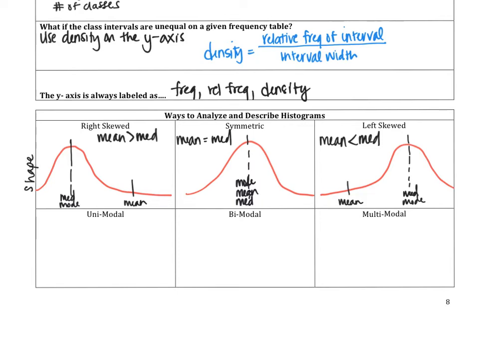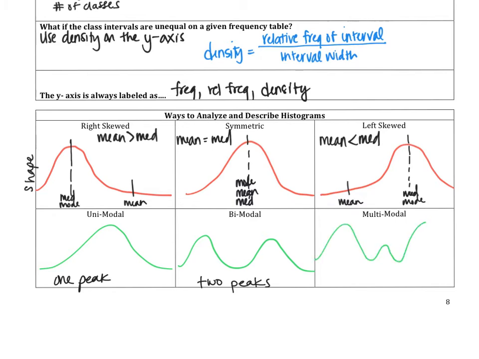Okay, so now we're talking about some descriptors for the number of peaks on a graph. Unimodal graphs have just one peak, and here's one example of that. So we just have one peak. Bimodal graphs have 2 peaks. They don't have to look like that. That's just one example. And multimodal graphs have multiple modes or peaks.